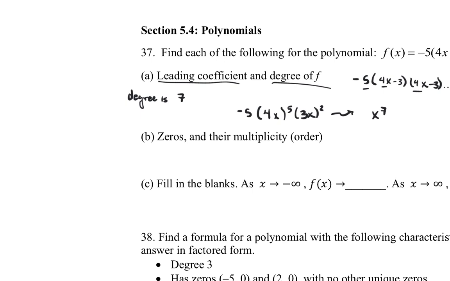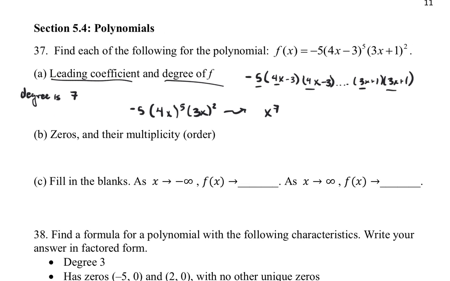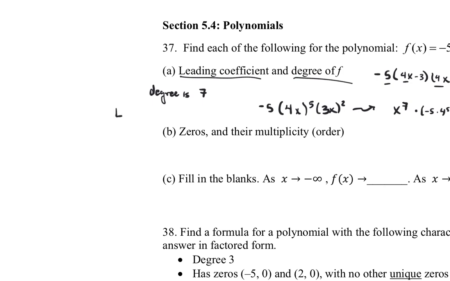And our leading coefficient, if we were to evaluate negative 5 times 4 to the 5th times 3 squared, we would end up with a leading coefficient of negative 46,080.